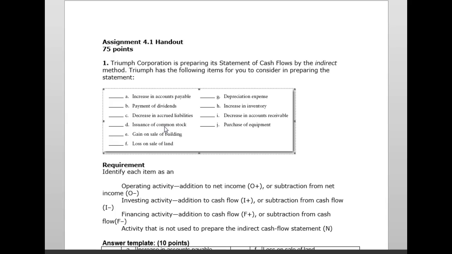How about when I issue common stock? Well, we know common stock is financing. And we know when we issue common stock, we usually receive money for that, right? So that would be an increase in cash flow.